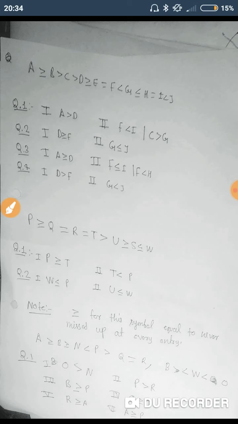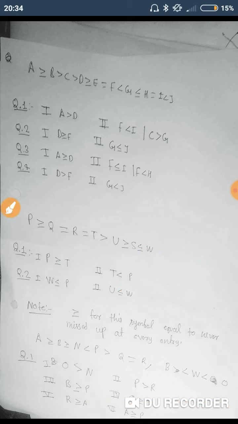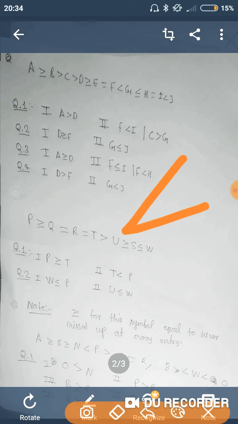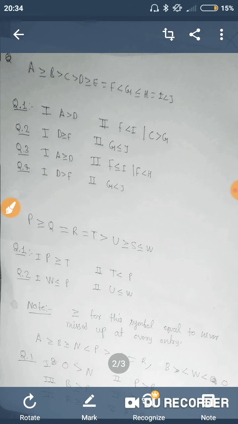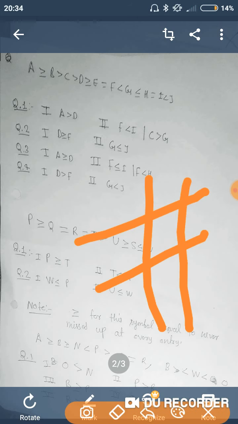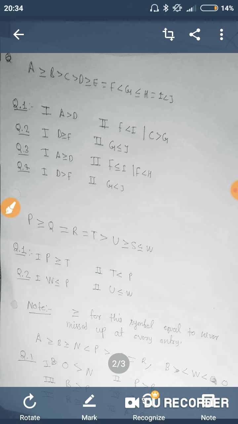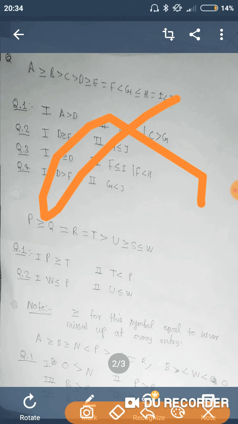So, solve for second, and note that when there is the symbol greater than or equal to, or less than or equal to, at every point the equal to must not be missing. Equal to must not be missing. If equal to is missing, the conclusion will be false.